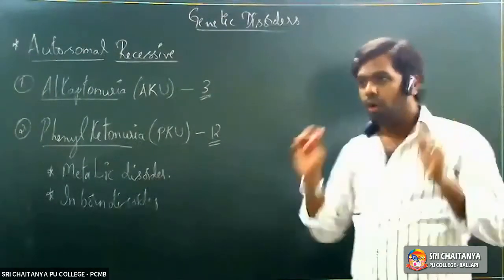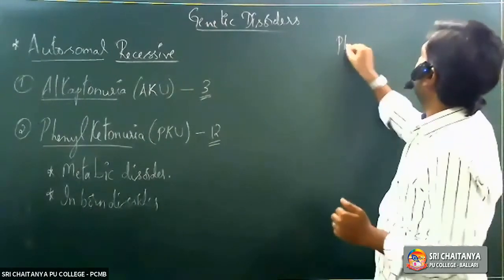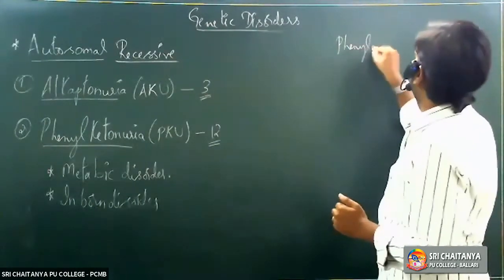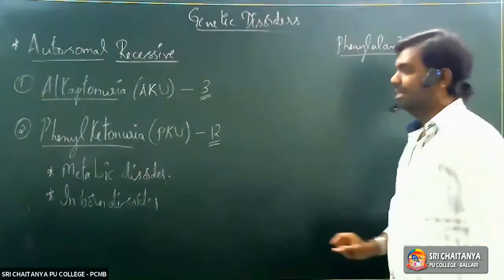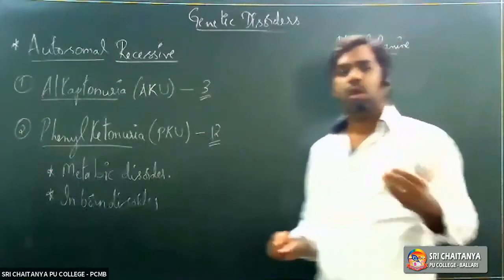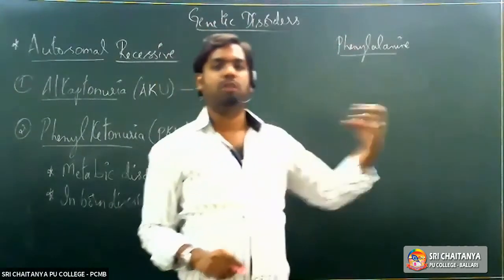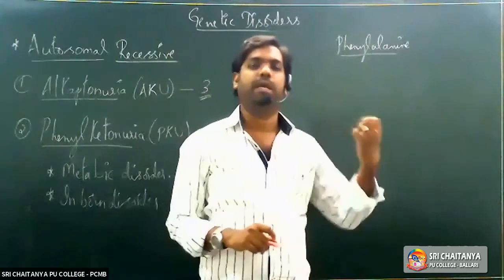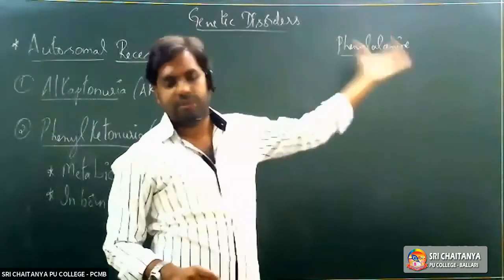In normal condition, we have an amino acid called phenylalanine. Phenylalanine is an amino acid which is considered an essential amino acid. When we say essential amino acid, what does that mean? The amino acid which is not synthesized in our body, but we need to take it through the external diet. So this is considered an essential amino acid.